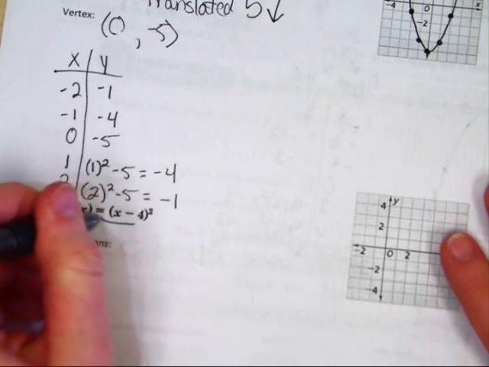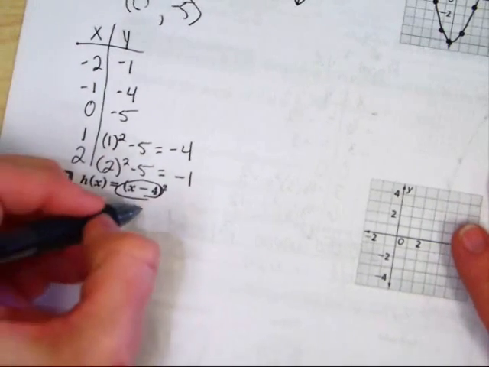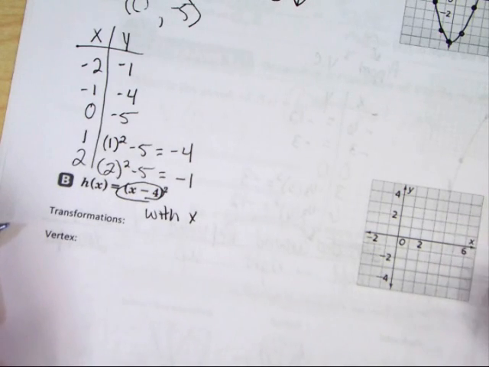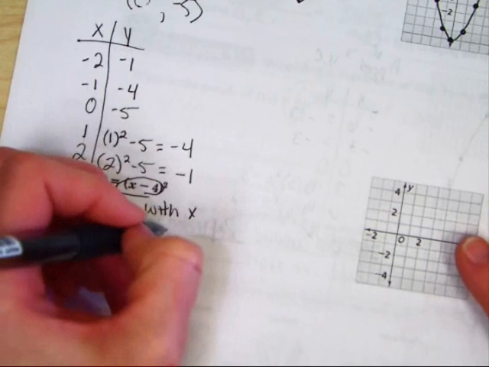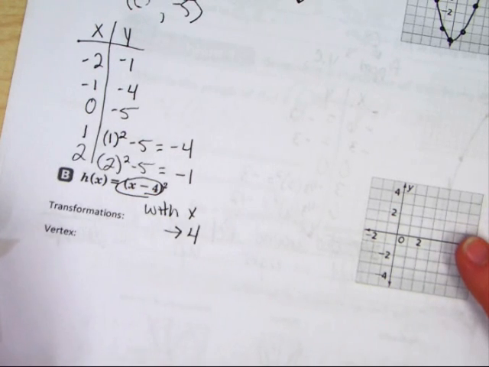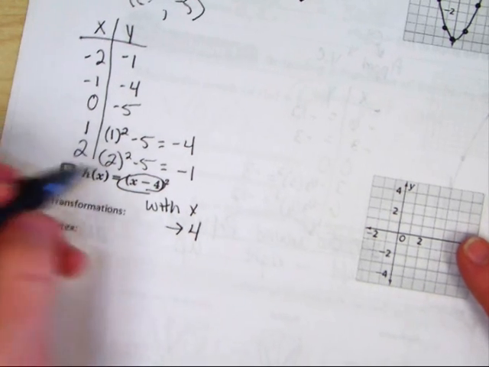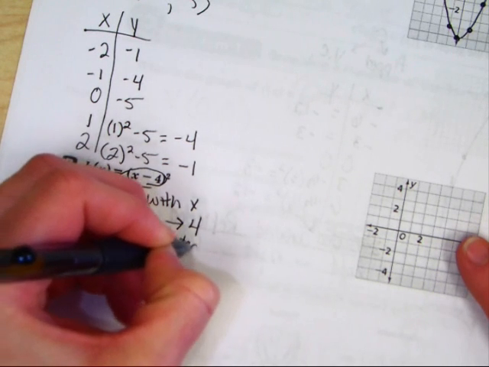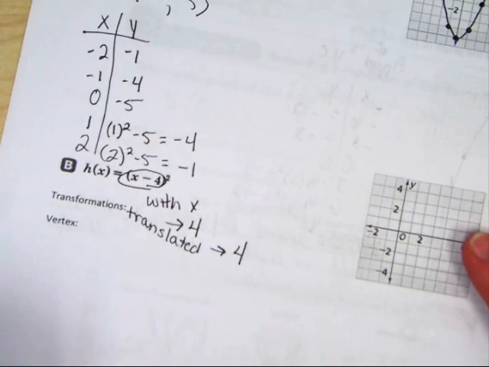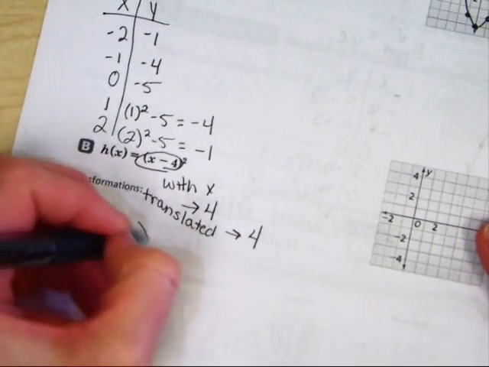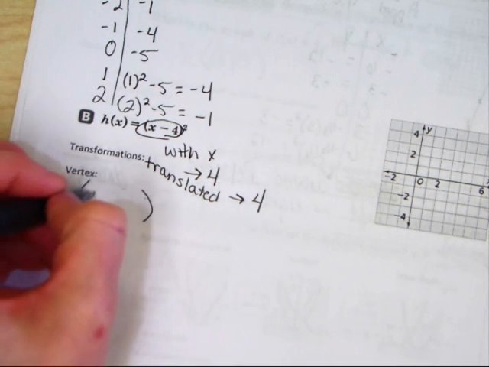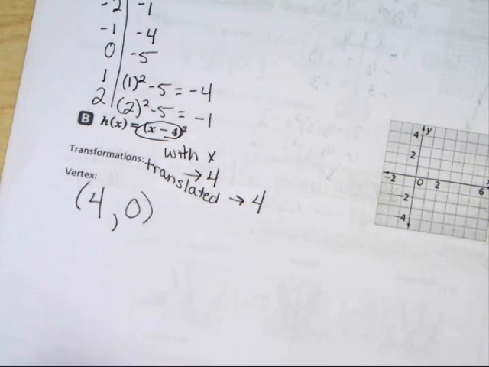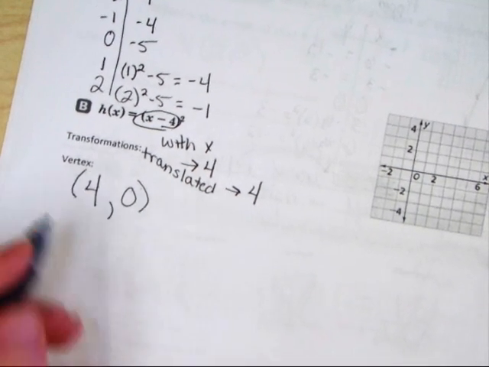Notice on part B, the 4 is associated with the x. Because it is with the x, it's going to move left or right. Because it's a minus 4, it moves to the right 4 units. You remember that from absolute values, hopefully. So the transformation is that it has been translated to the right 4 units. The vertex will be what is with x, the opposite of what you see, a 4. What's being added or subtracted in the back? A 0, just like it would be with absolute values.